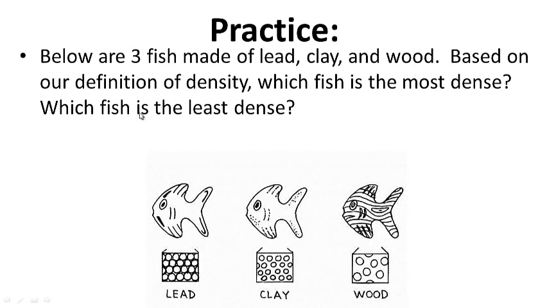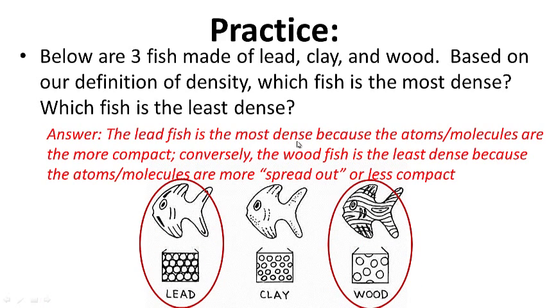Practice on your notes. Write the question over here on the left-hand side, and the answer goes on the right-hand side of your notes. Go ahead and pause this while you do this. When you're ready to see the answer, go ahead and hit play. So the lead fish is the most dense because the atoms or molecules are more compact. Conversely, the wood fish over here is the least dense because the atoms or molecules are more spread out than the clay one and the lead one. Hopefully you got that right.